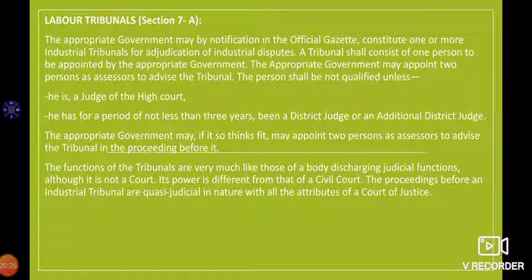The person shall not be qualified unless, so these are the qualifications, he is a judge of the high court. He has, for a period not less than 3 years, been a district judge or additional district judge. So it should be district judge or additional district judge for at least 3 years. The appropriate government may, if it so thinks fit, appoint two persons as assessors to advise the tribunal in the proceeding before it.